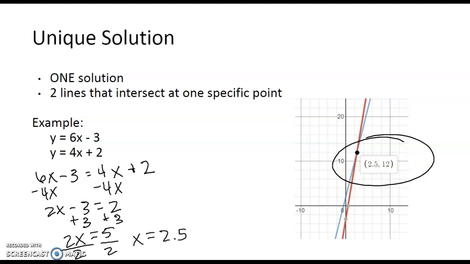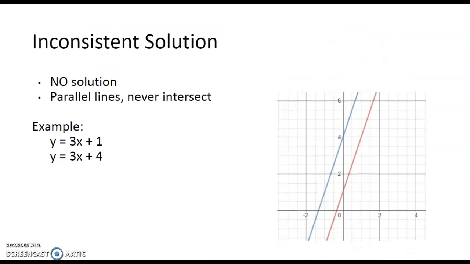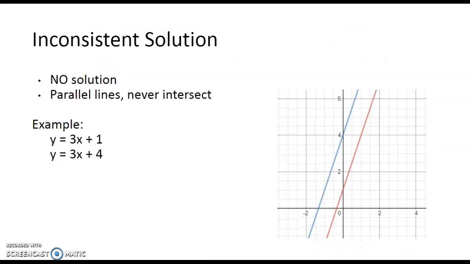I then take that value for x and plug it back into one of my equations to solve for y. And I can see that y equals 15 minus 3, y equals 12. So we have one solution here, which is the ordered pair (2.5, 12). These unique solution problems are all of the problems you have dealt with up until this point. Okay, we also have inconsistent solutions.